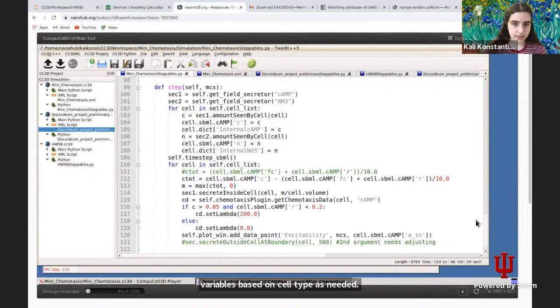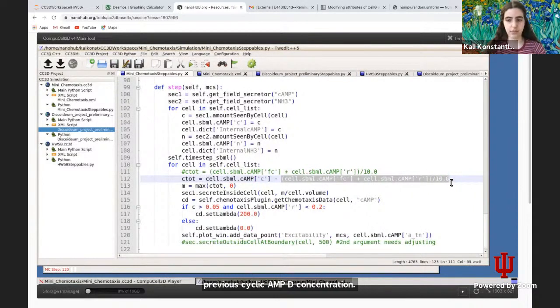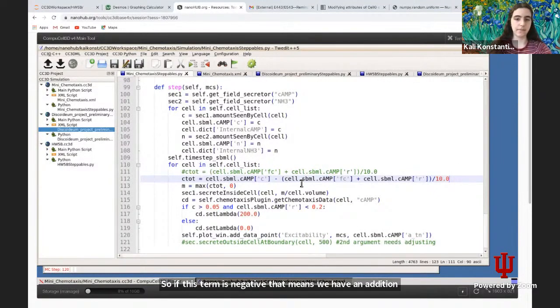Now what's different is in the step function, where we get the cyclic AMP and ammonia concentrations at the beginning, we run our time step, then we calculate a new C total variable, which is the previous cyclic AMP concentration minus this term here, which was previously found in the Antimony model, but now we are directly calculating a change. If this term is negative, that means we have an addition of cyclic AMP. And if the term is positive, we're going to have less cyclic AMP.